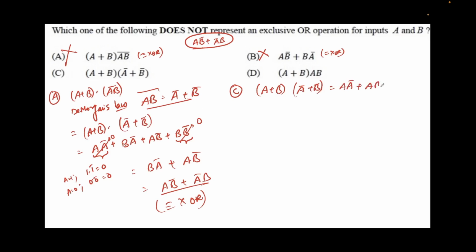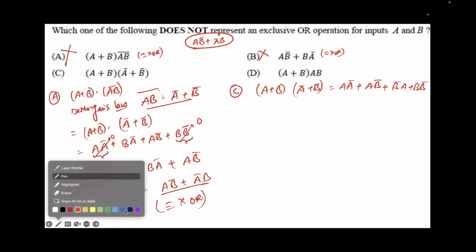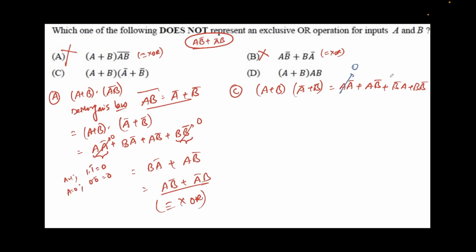a a bar plus a b bar plus b bar a plus b b bar. These two terms go to 0. This term and this term will go to 0. We saw that, right? This is the reason here. And finally, it will come to a b bar plus b bar a, which is nothing but XOR again. So we see yet again that option C is also XOR. So C cannot be the correct option again.